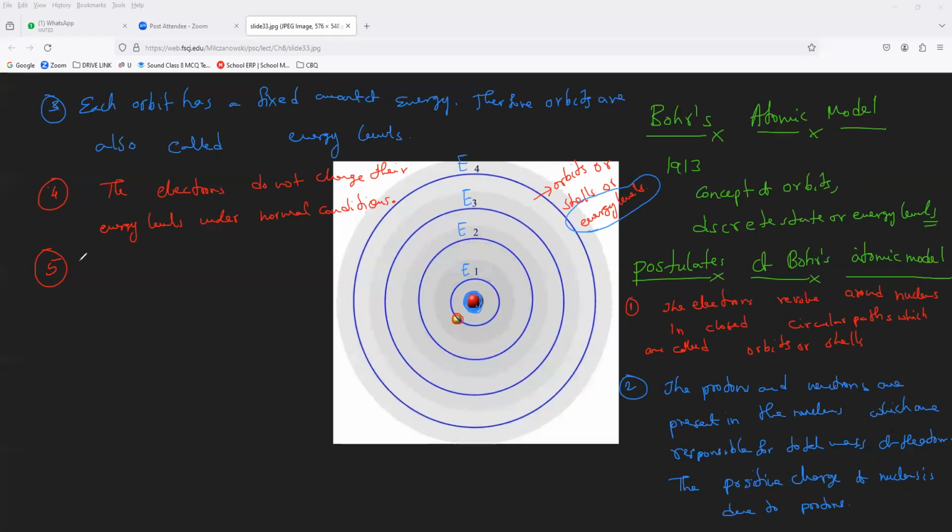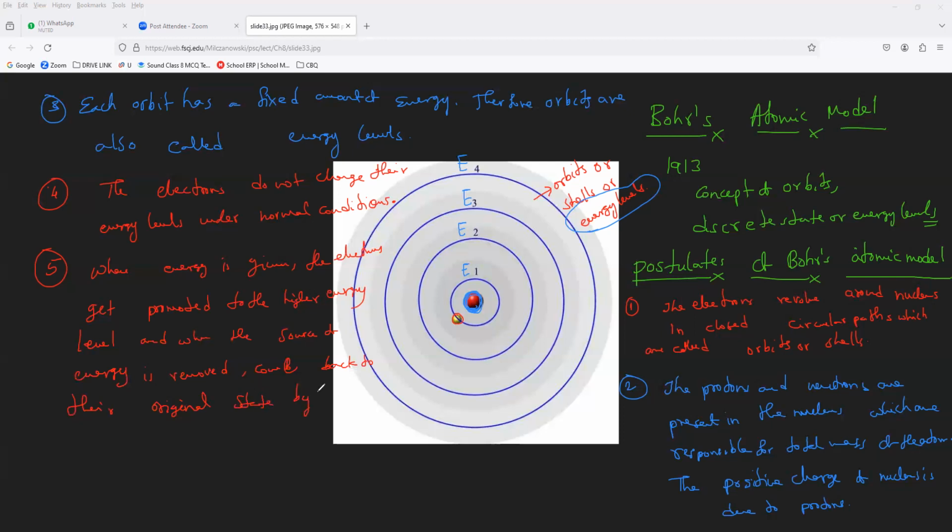So write: when energy is given, the electrons get promoted to the higher energy level, and when the source of energy is removed, the electrons come back to their original state by releasing energy.